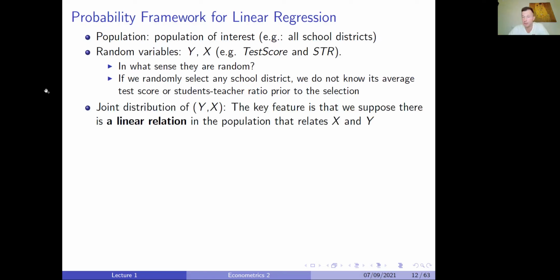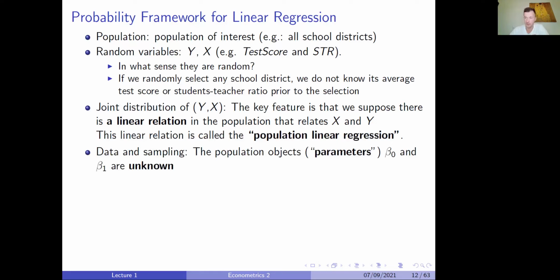Then, the joint distribution of y and x. We believe, and this is our assumption, that there is a linear relation in the population between x and y. We believe that this population regression line holds, and this is the true relationship between these two variables. This relation is called the population linear regression. We already discussed it. Then the population parameters beta 0 and beta 1 are unknown. We don't know them in advance.